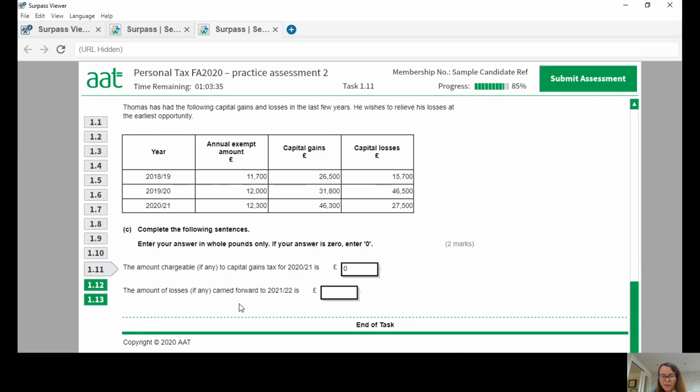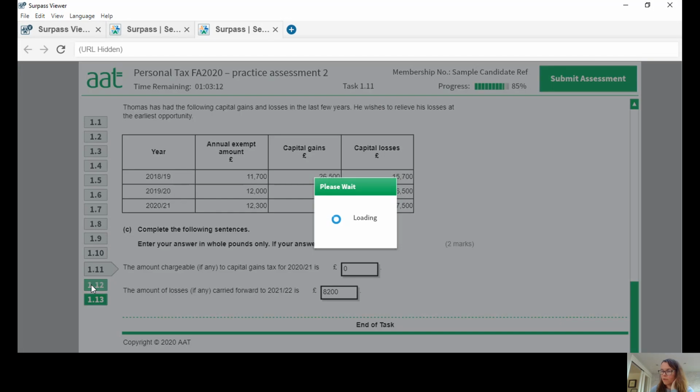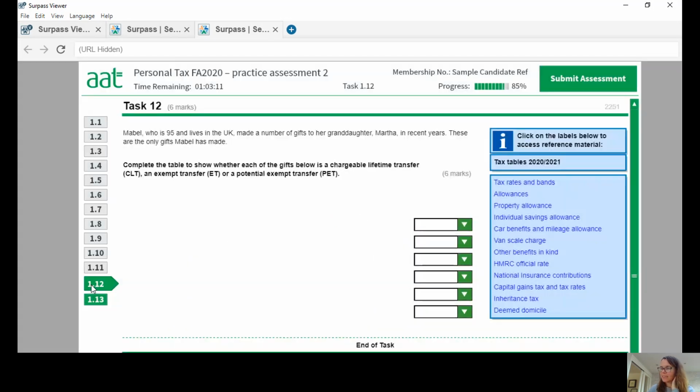The amount of losses, if any, carried forward. So I had 14,700. I've just used 6,500. So the difference, the amount that I've got left to carry forward, is 8,200. Right, that's it for capital gains taxes.